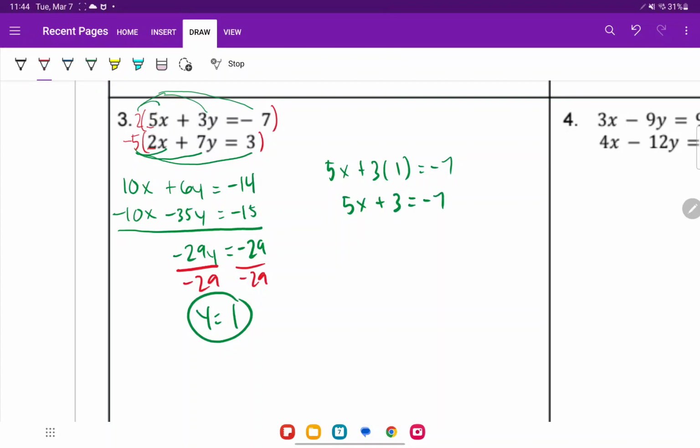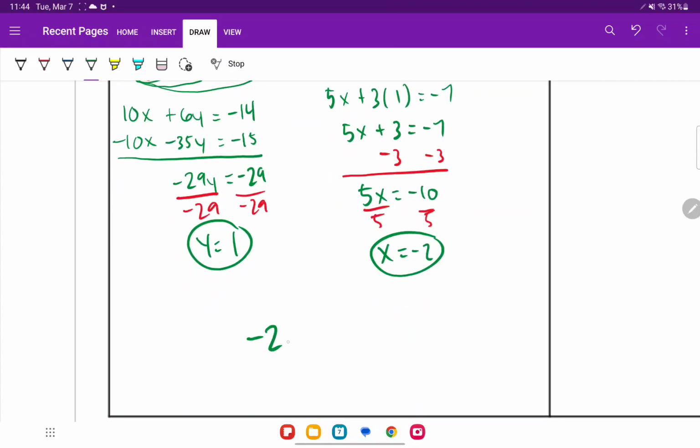So to solve for x, we're going to subtract 3 from both sides. So 5x is equal to negative 10. Divide both sides by 5. And x equals negative 2. So my coordinate here is going to be negative 2, comma 1 for the point of intersection.